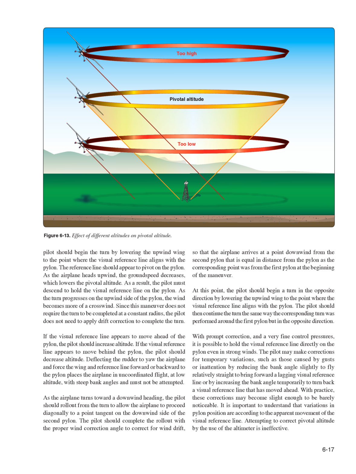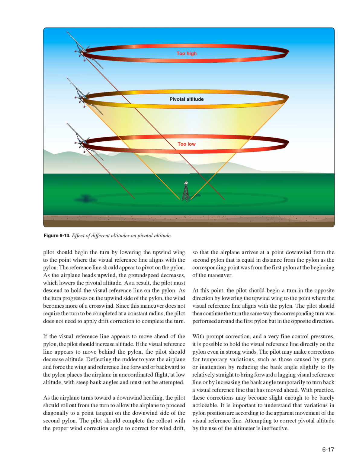The pilot should then continue the turn the same way the corresponding turn was performed around the first pylon but in the opposite direction. With prompt correction and very fine control pressures, it is possible to hold the visual reference line directly on the pylon even in strong winds. The pilot may make corrections for temporary variations, such as those caused by gusts or inattention, by reducing the bank angle slightly to fly relatively straight to bring forward a lagging visual reference line, or by increasing the bank angle temporarily to turn back a visual reference line that has moved ahead. With practice, these corrections may become slight enough to be barely noticeable.